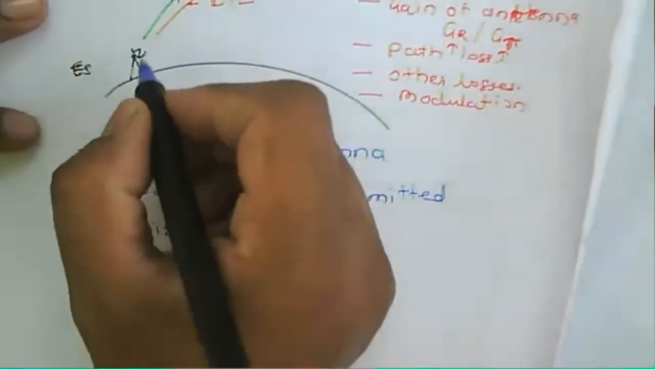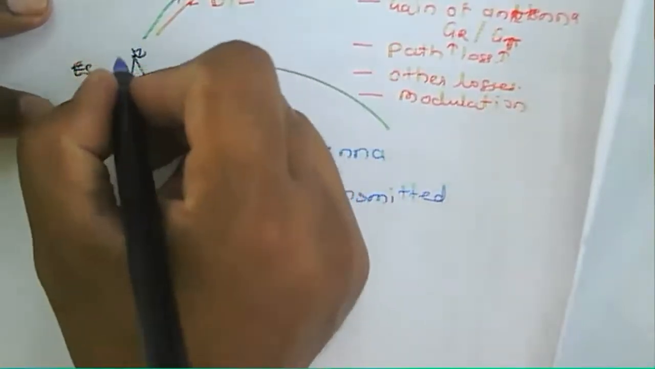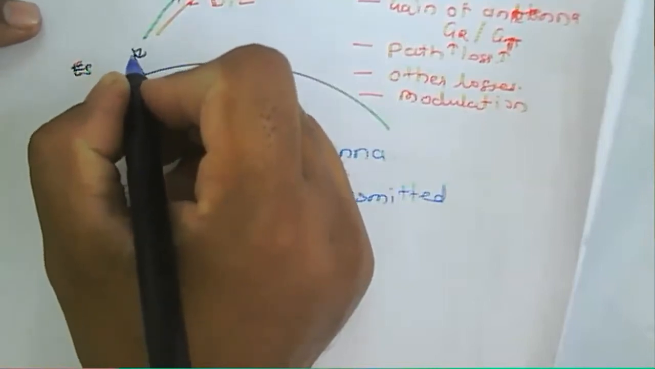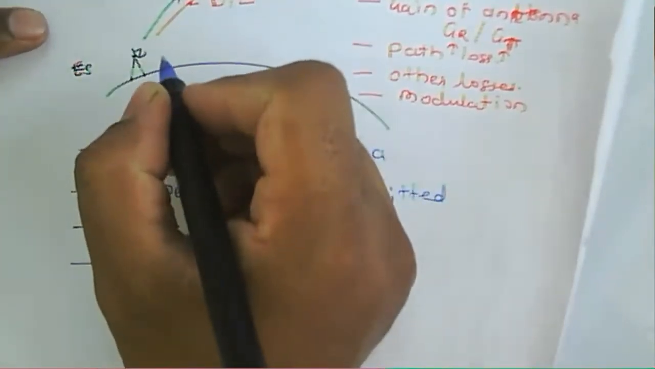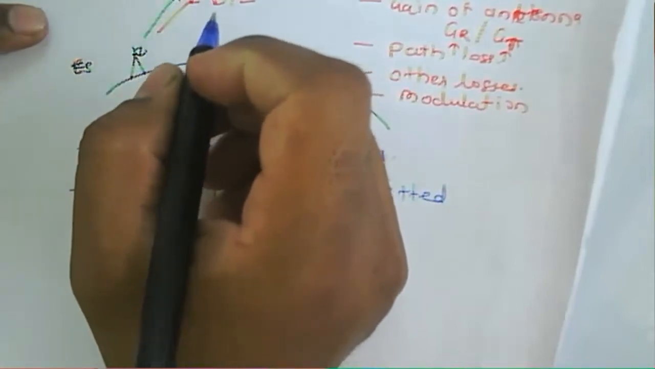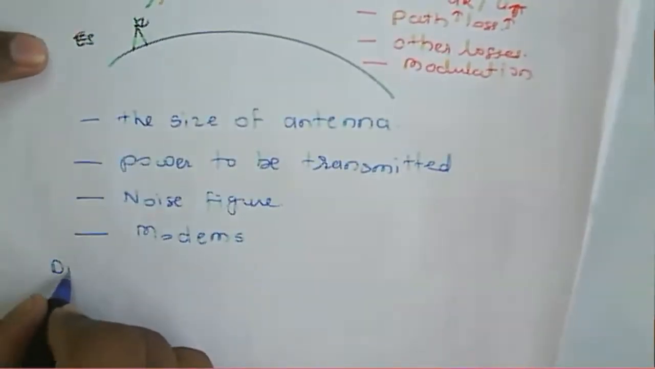If a single antenna is used, then what component is used so that the same antenna can be used as a transmitter as well as a receiver? So that component is nothing but what? It is a duplexer.